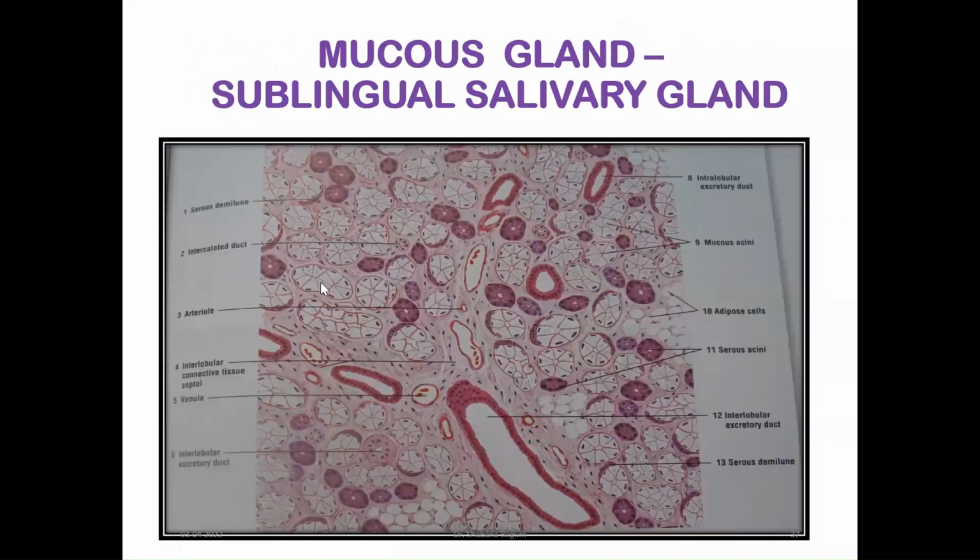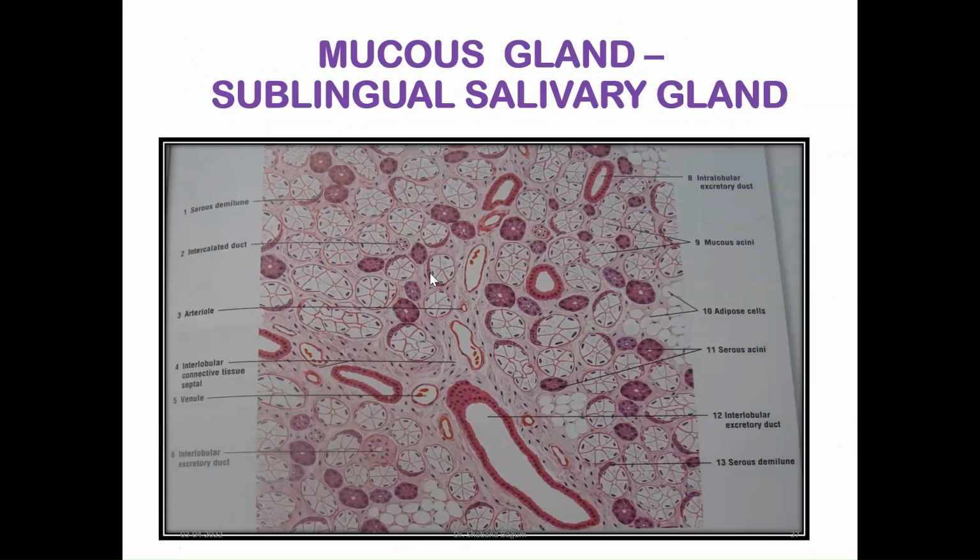In this slide, we can see the mucous gland, that is a sublingual salivary gland. We can make out the pale staining mucous acini with nuclei which are flat and basally located. And we can also make out these semilunar clusters of darkly stained cells over the mucous acini. These are the serous demilune.